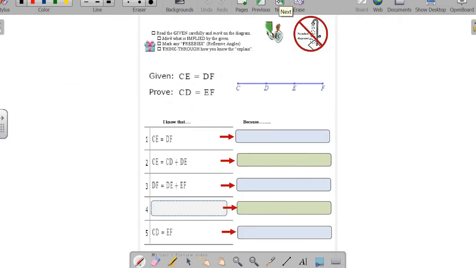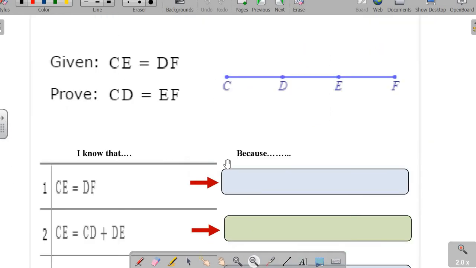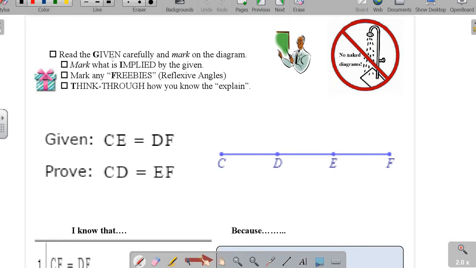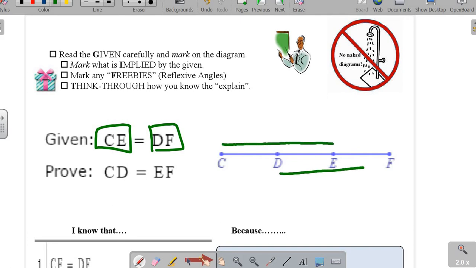We're only going to do 2 together. So we're going to first read the given and mark it carefully on the diagram. The given is the fact that segment CE and DF are of equal distance. So watch what I do here. C to E and D to F are of equal distance. That's my sound effect for hatch marks.